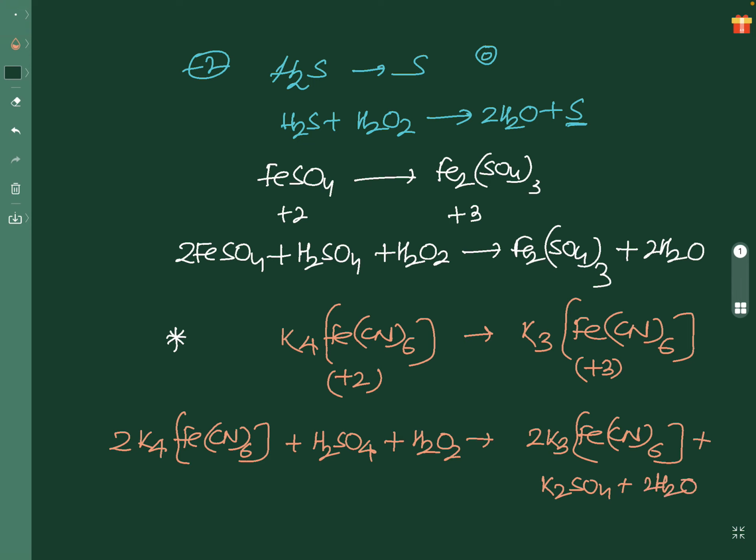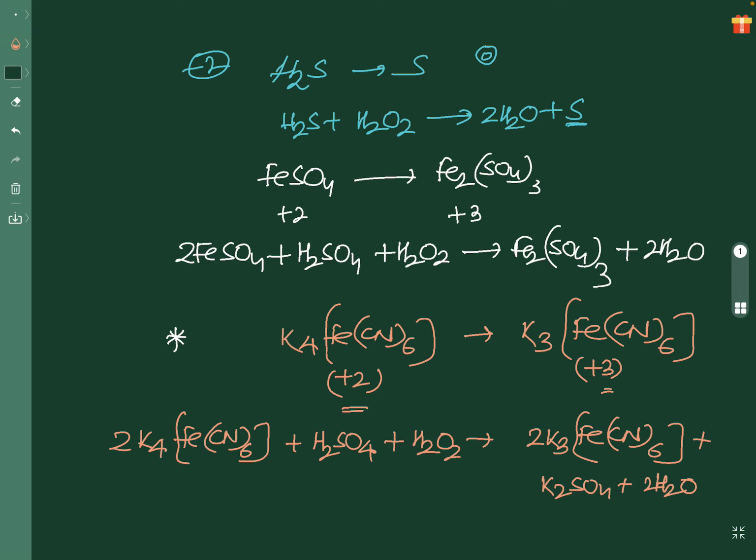Potassium ferrocyanide is changed to potassium ferricyanide. Oxidation state change from +2 to +3. Very, very important reaction. In entrance examinations, there is no need to check with the balanced equations and all. Just remember ferrous to ferric, potassium ferrocyanide to potassium ferricyanide. Like this, if you remember, that's enough.